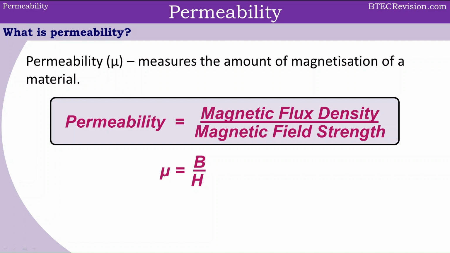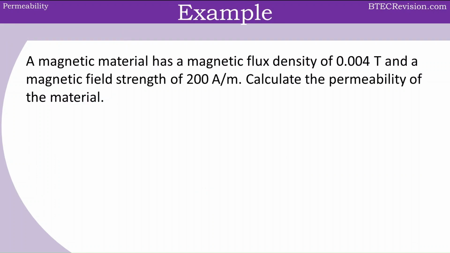The unit we use for magnetic flux density is Tesla, T for short, and the unit we use for magnetic field strength is amps per meter. Rearranging this, we get Tesla meters per amp as the unit for permeability. Permeability also has another unit, henries per meter. H is short form for henries.